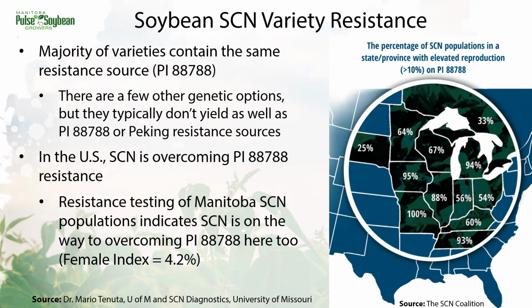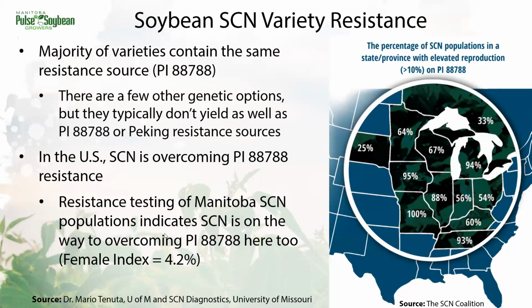We're on the way. Resistance testing of SCN populations in Manitoba indicates that they're on their way to overcoming that PI 88788 source of resistance. A female index is what we're using to determine how much nematodes are reproducing on a specific variety or different crops. A female index over 10% is when we would say that resistance has broken down. The population in Manitoba that Dr. Tenuta had tested had a female index of 4.2%, which is still considered resistant.